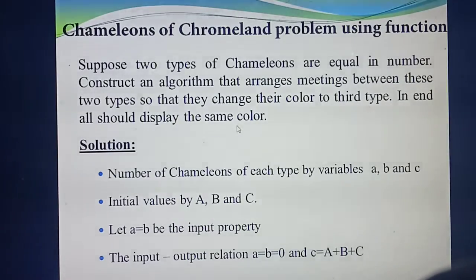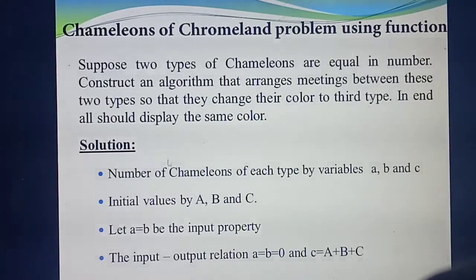If they are equal in numbers, they arrange the meeting between them. If they arrange the meeting, same in color, same in number, they change their color to the third type. For example, red and blue, maybe they will change to green color. So what your problem is saying is that at last each and every Chameleon needs to be displayed in the same color, maybe green, red or blue. Understood? Okay. So now you are going to write the problem.